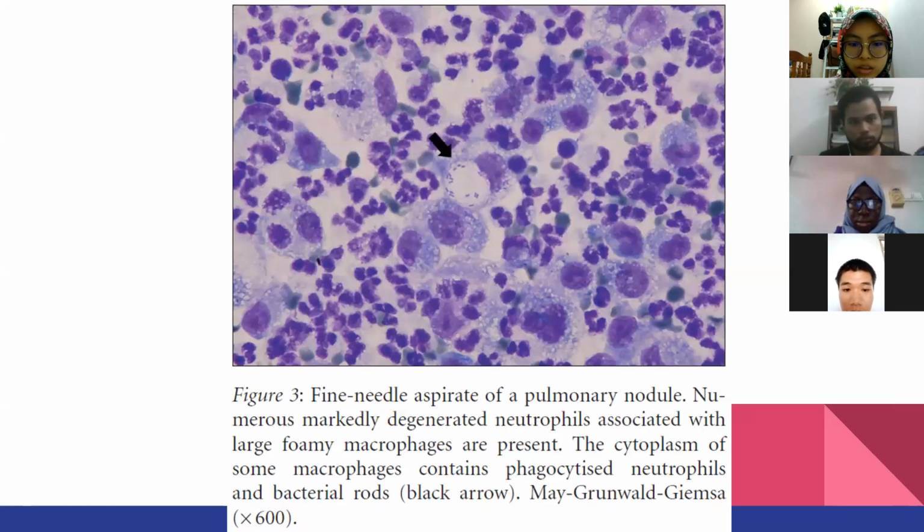And then in the cytological smear from the fine needle aspiration of the pulmonary nodule, we can see numerous markedly degenerated neutrophils associated with large foamy macrophages. The cytoplasm of some macrophages here contains phagocytized neutrophils and bacterial rods. So in this slide, we can see there are bacterial rods. This is the Salmonella.